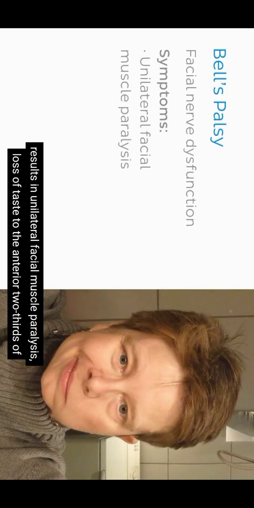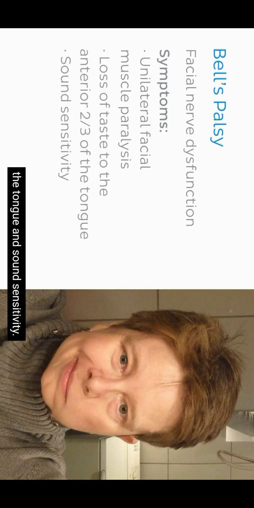We briefly talked about Bell's palsy, which is a facial nerve dysfunction, which symptomatically results in unilateral facial muscle paralysis, loss of taste of the anterior two-thirds of the tongue, and sound sensitivity.